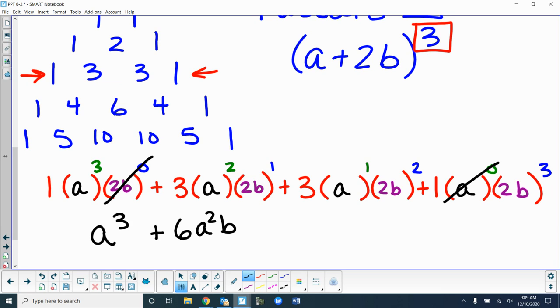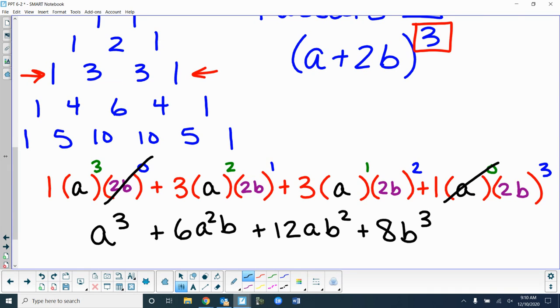No, but if you want to, if that helps you, you can. What's 3 times 2 squared? What's 2 squared? 4 times 3. 12. A to the first, B to the second. I don't need to worry about that, right? Because it's 1 times something. What's 2 times 2 times 2? 8. B to the third.